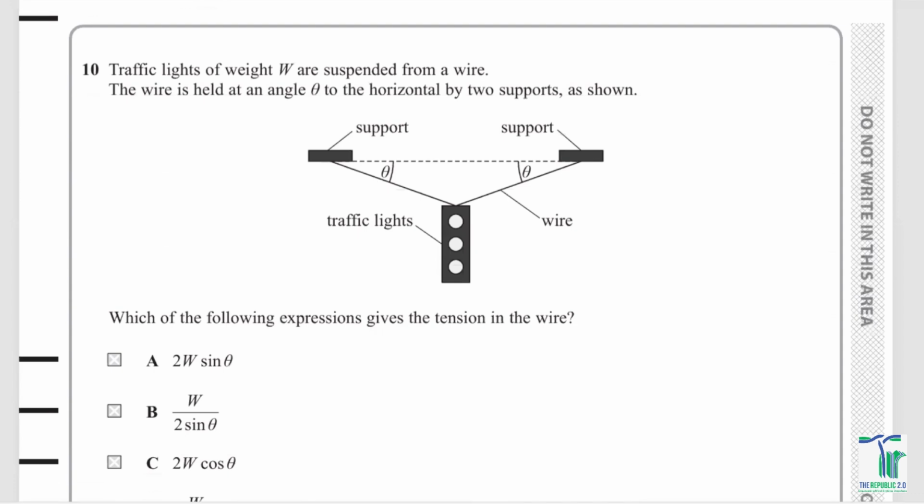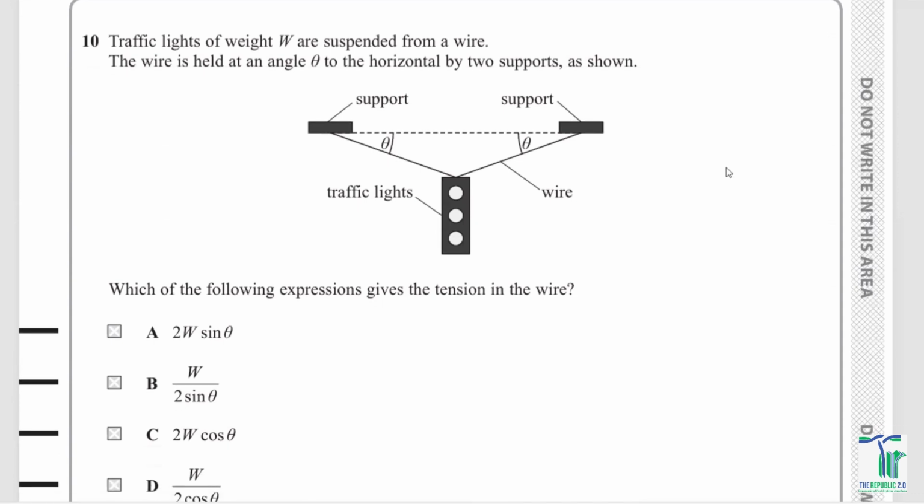And now, if you look at this question number 10, we've got the traffic lights of the weight are suspended from a wire. The wire is held at an angle theta to the horizontal by the two supports as shown in the figure. Which of the following expression gives the tension in the wire? So how would you calculate the tension in the wire?